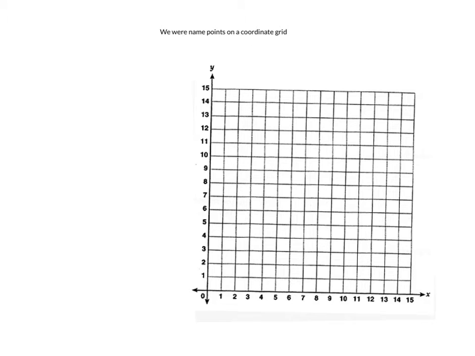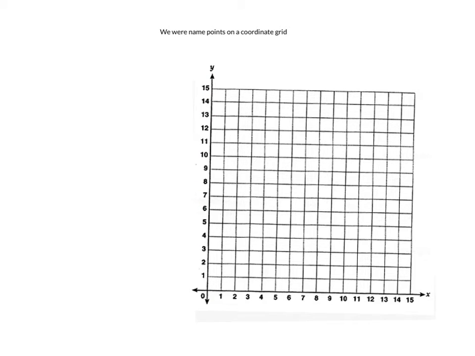Hi, today we are going to name points on a coordinate grid. So our coordinate grid is right here. If you see, it looks like a graph. We have two axes. We have the x-axis, which is horizontal, and we have the y-axis, which is vertical.